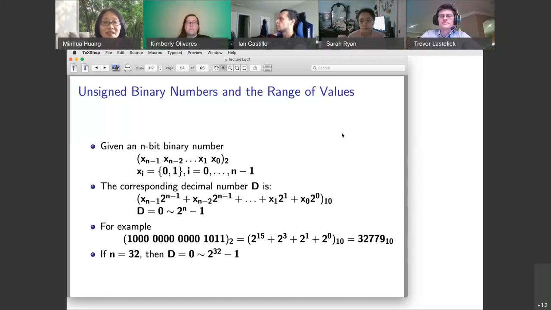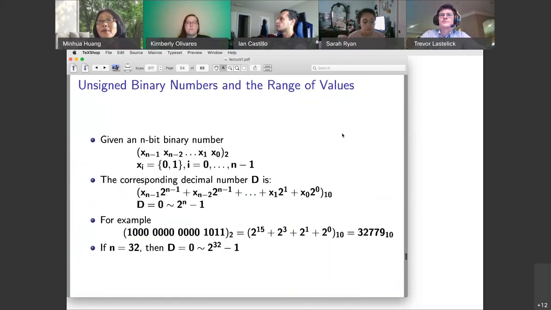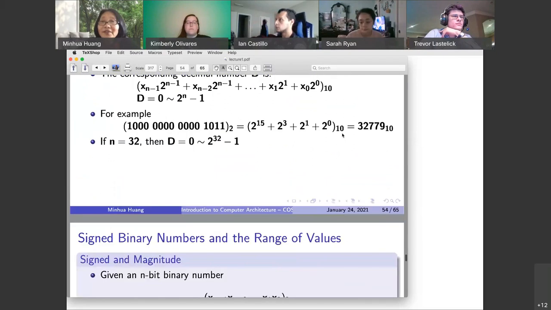So if n is equal to 32, then 32 is the data width, which is the number of bits used to represent a binary number, 32 bits. In that case, the range is from 0 to 2 to the 32 minus 1. This is for the unsigned binary number. Unsigned binary numbers are really easy: there is no sign, just positive numbers. So we consider the range, and how to convert a binary number to a decimal number. It's really no big deal for us.